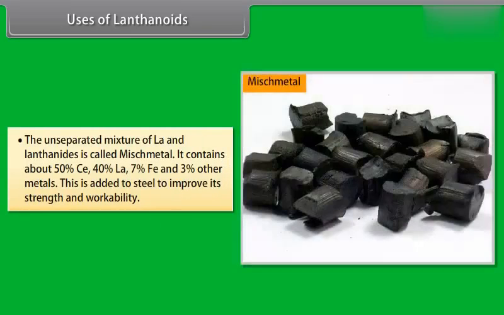Uses of lanthanoids. These metals are not much used. The important uses of lanthanoids are the following. The unseparated mixture of lanthanum and lanthanides is called mischmetal. It contains about 50% cerium, 40% lanthanum, 7% iron and 3% other metals. This is added to steel to improve its strength and workability.